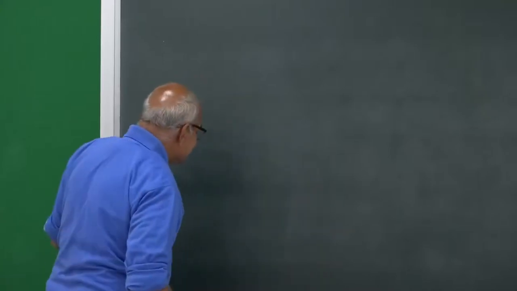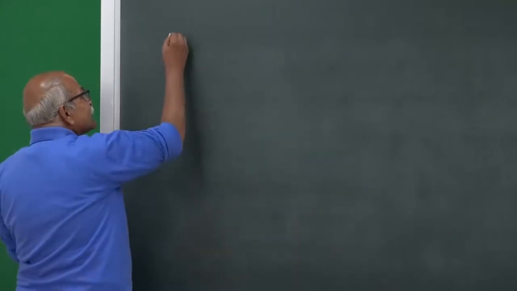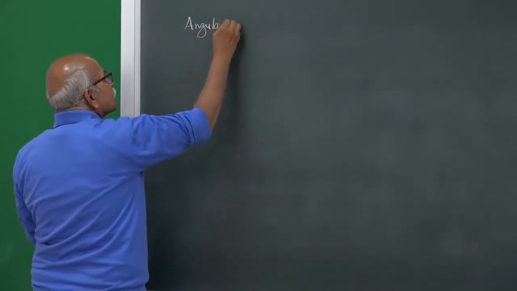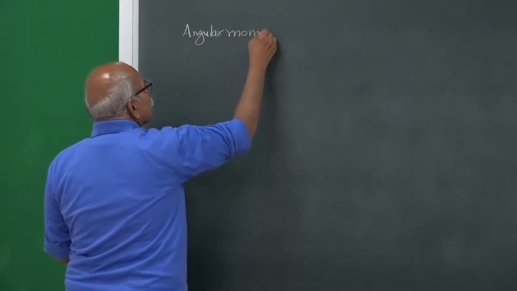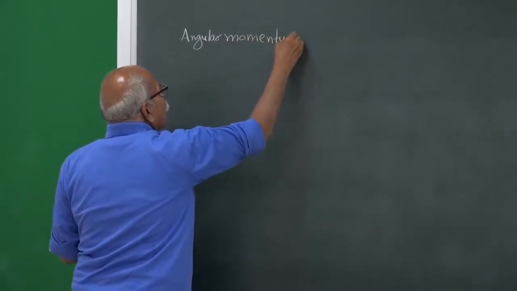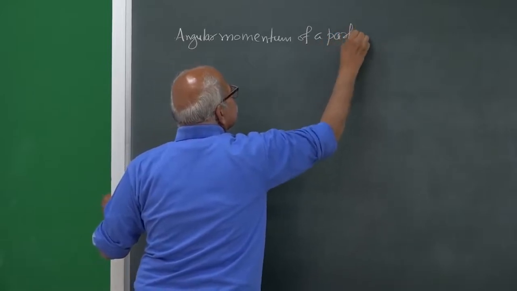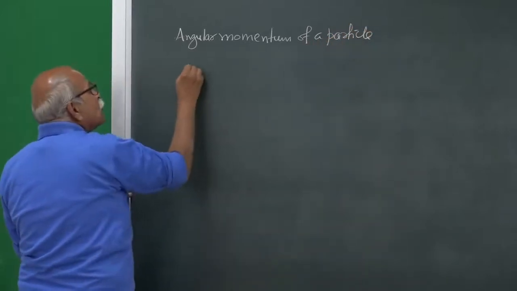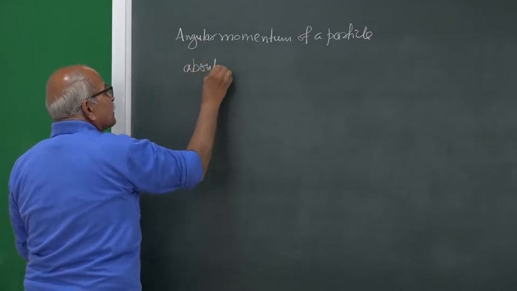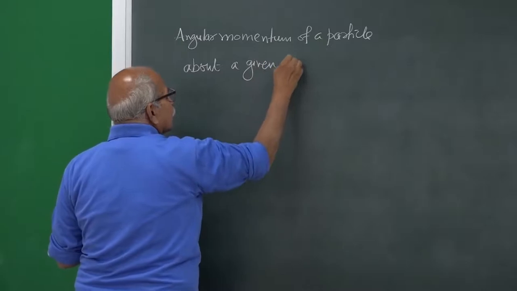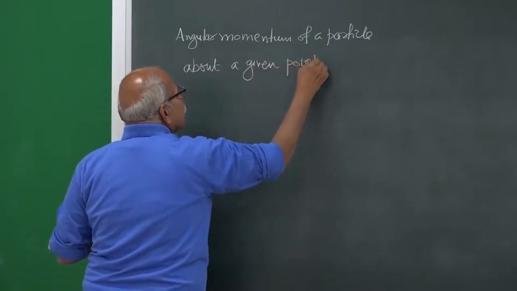And what is that? The first thing is this angular momentum of a particle about a given point, which I will call origin.